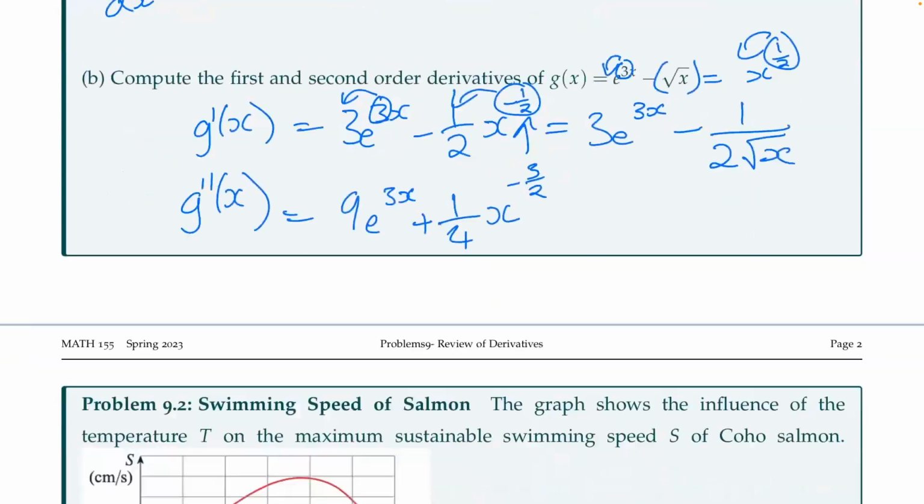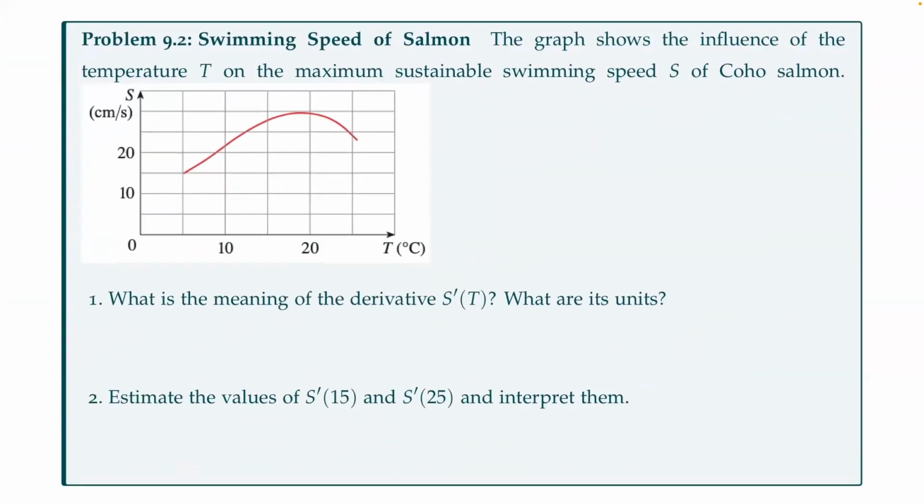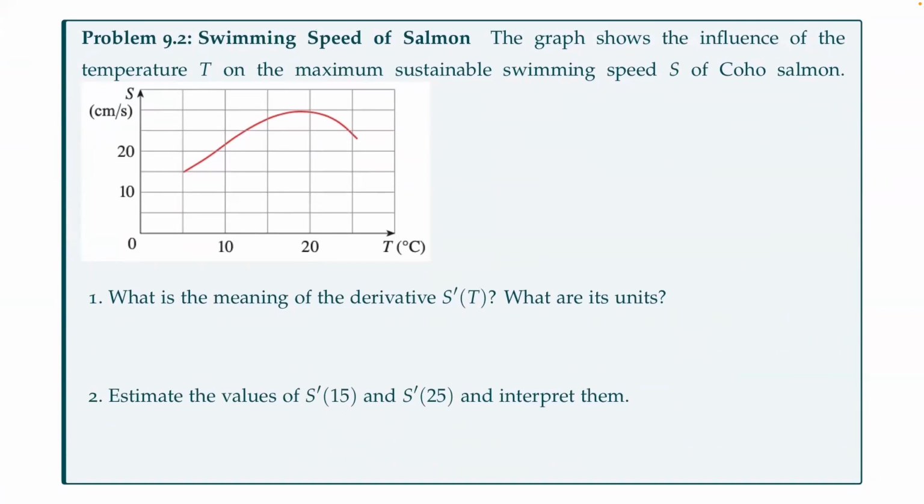Okay, let's move on to something slightly more interesting here. We have a graph here of the swimming speed of some salmon, and the speed varies with temperature. What is the meaning of this derivative s prime of t? For a particular value of t, what is our derivative telling us, and what units is it measured in?